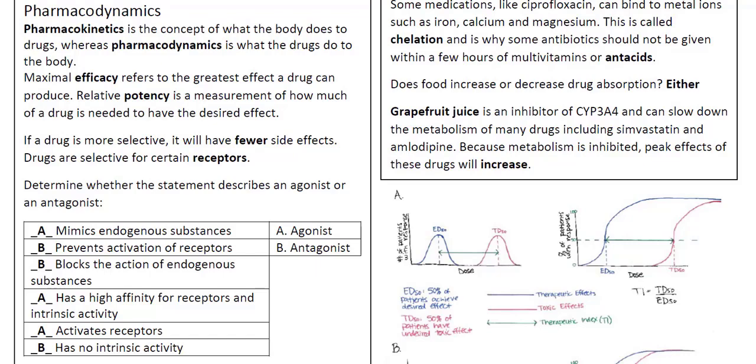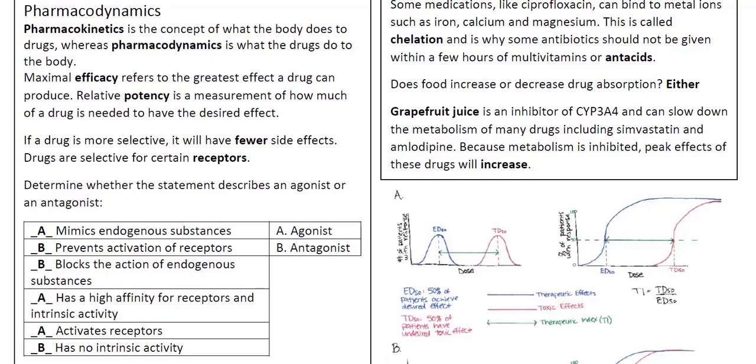Drugs not only interact with other drugs, but they can also interact with food. So does food increase or decrease drug absorption? The answer is either. It depends. Some medications are best taken on an empty stomach. For example, alendronate, a drug used for osteoporosis, is almost completely non-absorbed when taken with food. Other medications, such as metoprolol, are best taken with food to increase drug absorption.